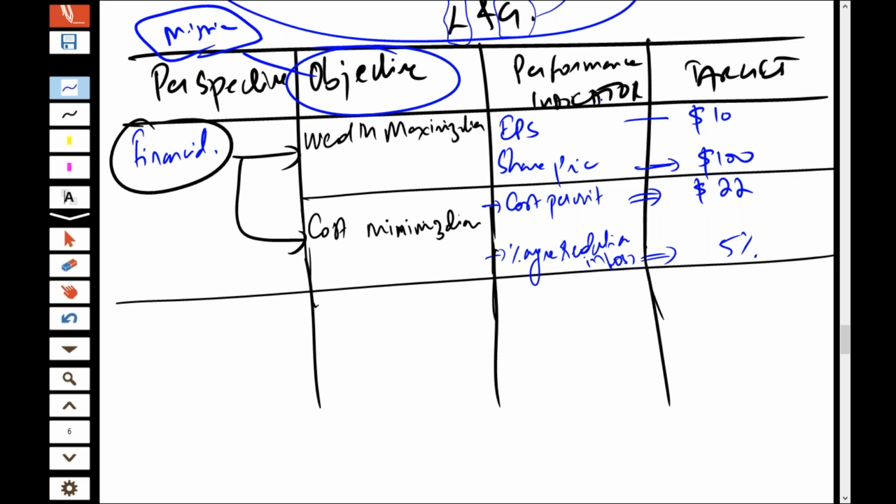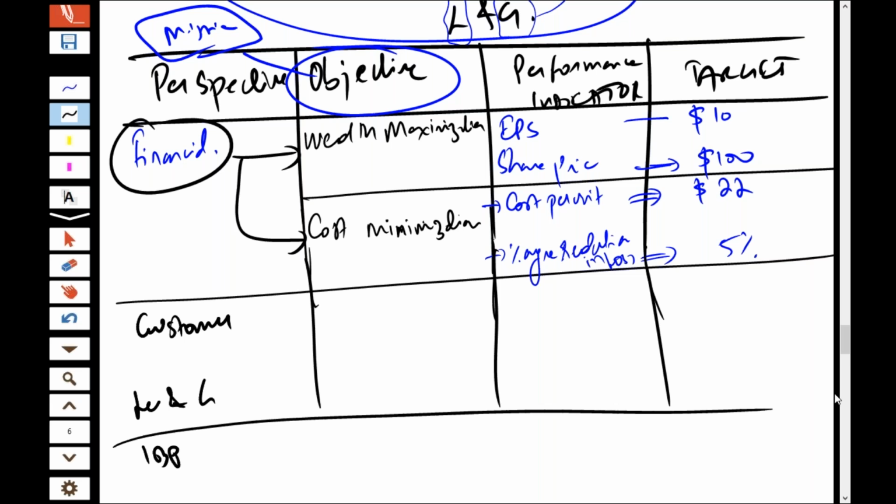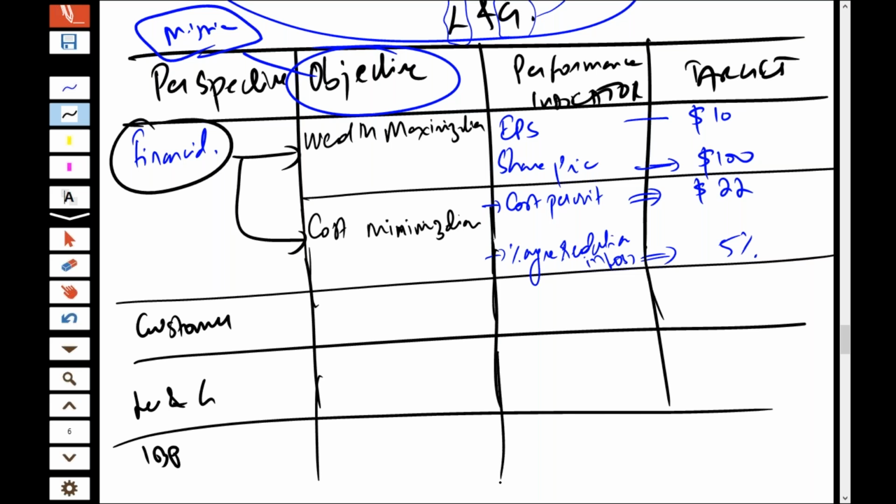And with the objective, you introduce indicators, and then you set a target to your employees that, look, this is what you have to achieve. And this thing would go on for each and everything. You've got financial, you've got the customer, you've got the learning and growth, you've got the internal business perspective. You would follow the same route for everything.